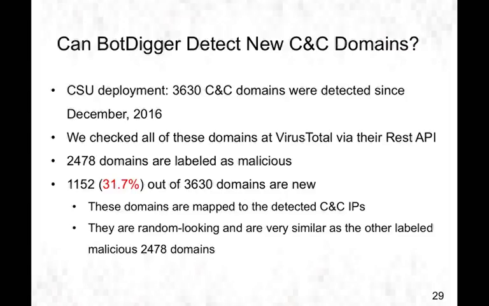But we believe these 1,100 domains were related to a botnet because of 2 reasons. The first one is these domains were mapped to the detected CNC IP addresses. And also, all of them are random looking, very similar to what we detected for the other 2,700 domains. So we believe they are related to suspicious botnets. The takeaway message from this slide is BotDigger can detect some new CNC domains.